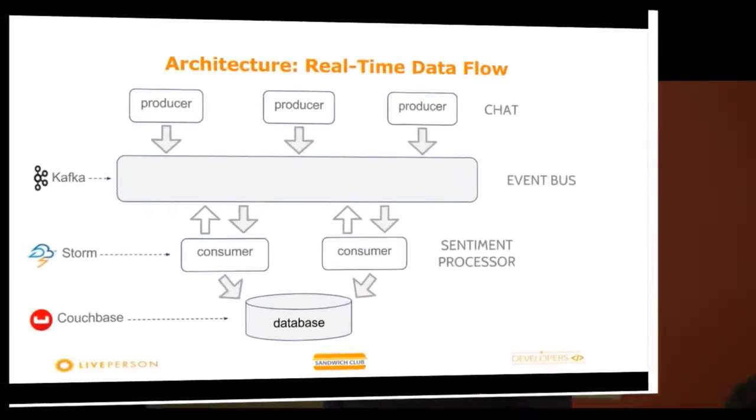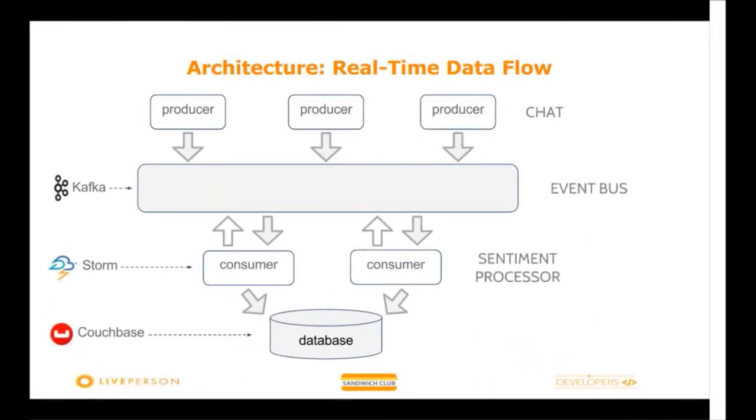This is the real-time data flow. Let's start from the top. We have here a few producers. We have in LivePerson all kinds of producers. The one that is relevant for our data flow is the chat producer. So the chat producer produces all kinds of chat data. It produces the chat metadata, such as chat start time, chat end time, the chat lines. All of these are written into the event bus as events.